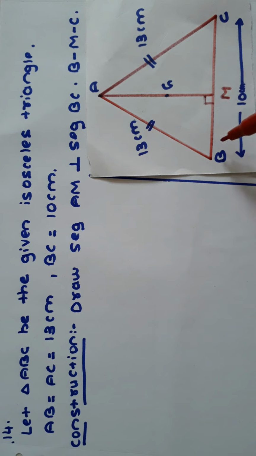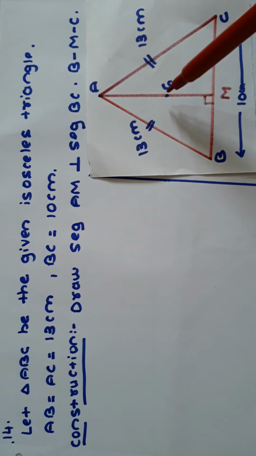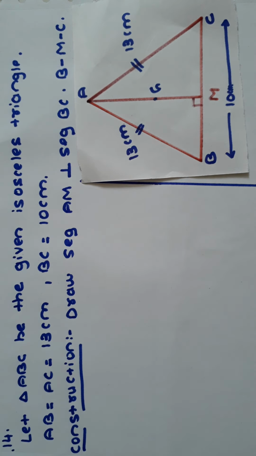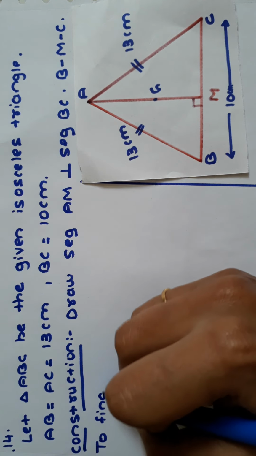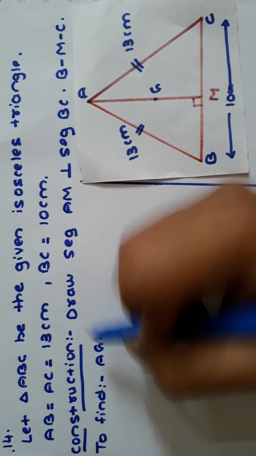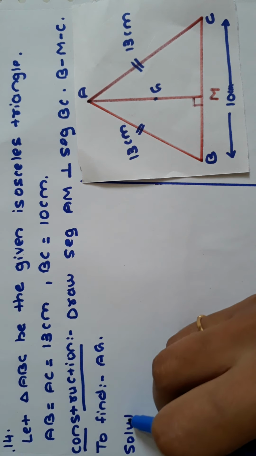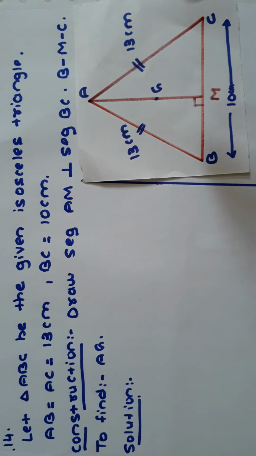Now the vertex opposite to the base BC is A. Now to find the distance from A to G, to find AG. Construction I have already done in the figure. Draw segment AM perpendicular to BC such that point B, point M and point C are collinear points.